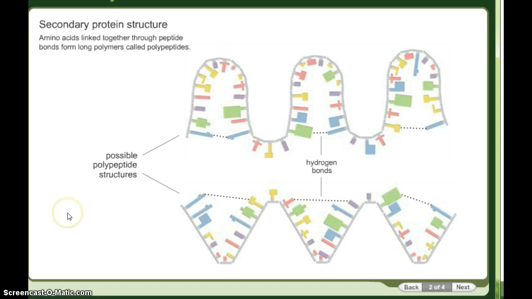You can also have secondary protein structure. Then you have possible polypeptide structures. And you can see here you have hydrogen bonds. So again, if this one ends in an oxygen and this one ends in a hydrogen, they're going to want to be together because negative and positive attract.